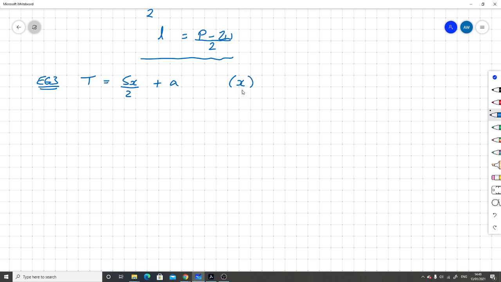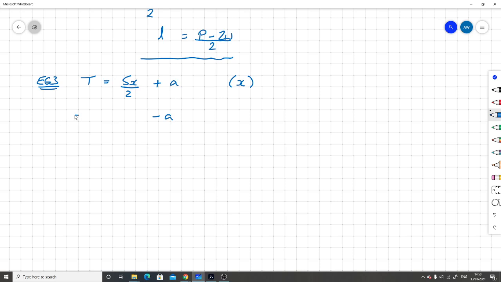So I'm going to put that in brackets over there. So that's what I want the subject to be. I'm going to rearrange the formula to make x the subject. So I want x on its own. Right, so on this side with x, I've got plus A, I've got divide by 2, and then times 5. Those are the three things I need to get rid of, and that's the order I'm going to get rid of them. Okay, so to get rid of plus A, subtract A.